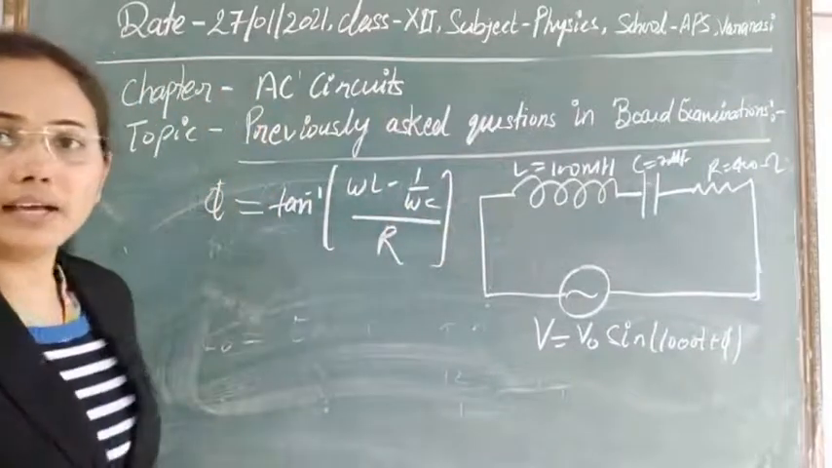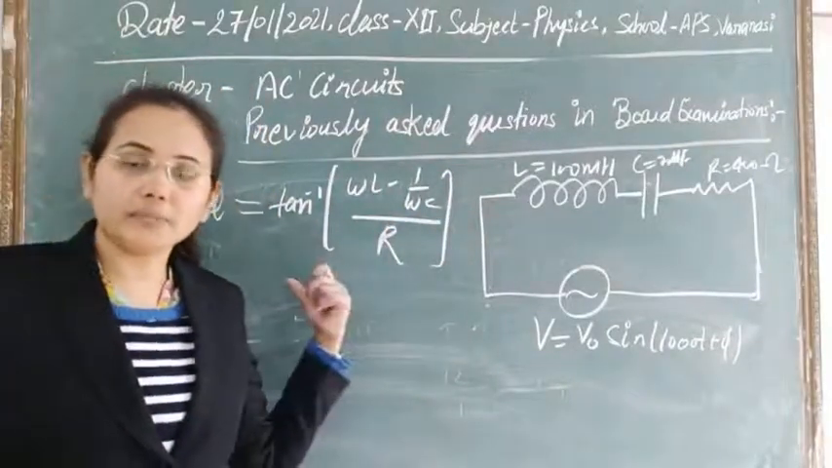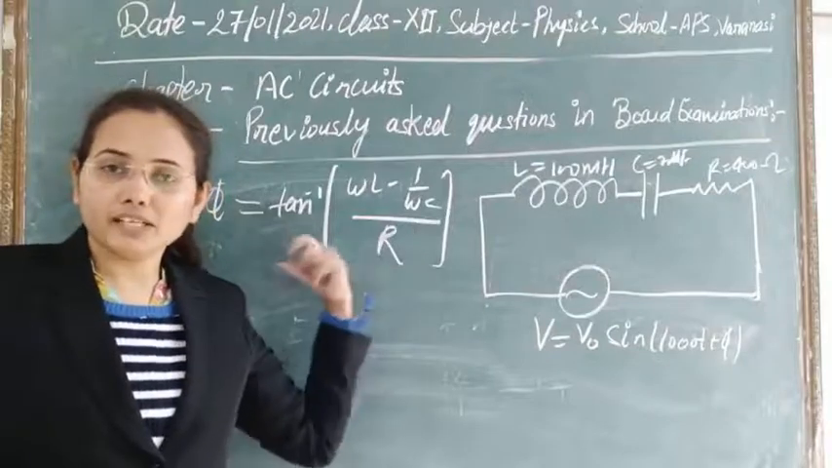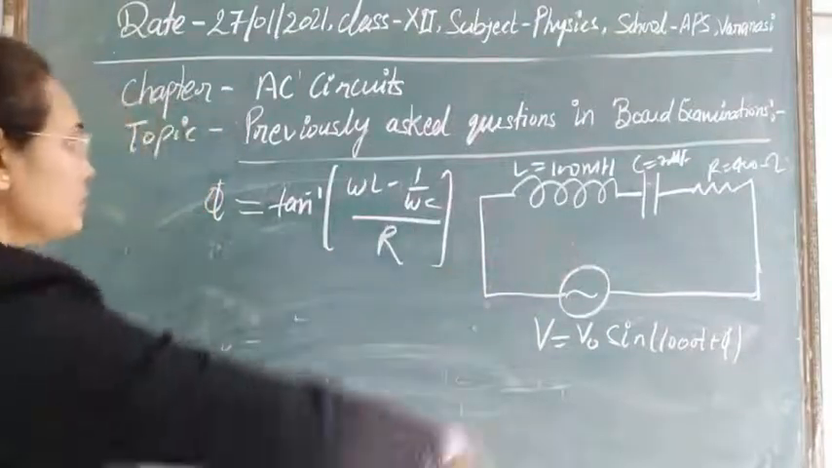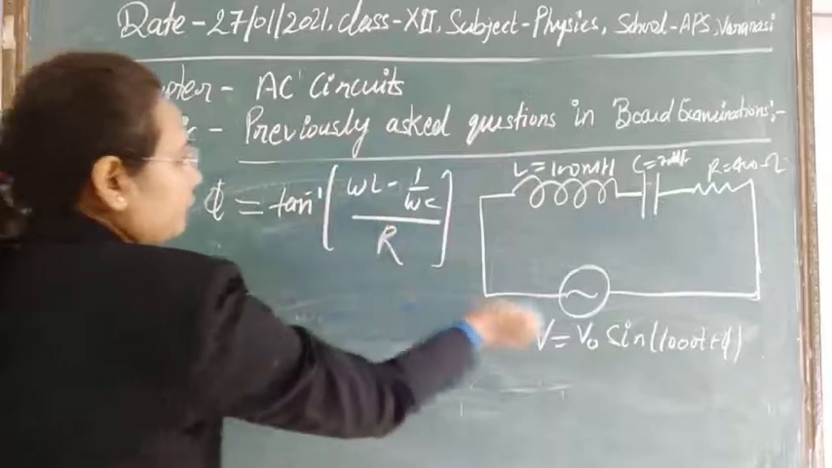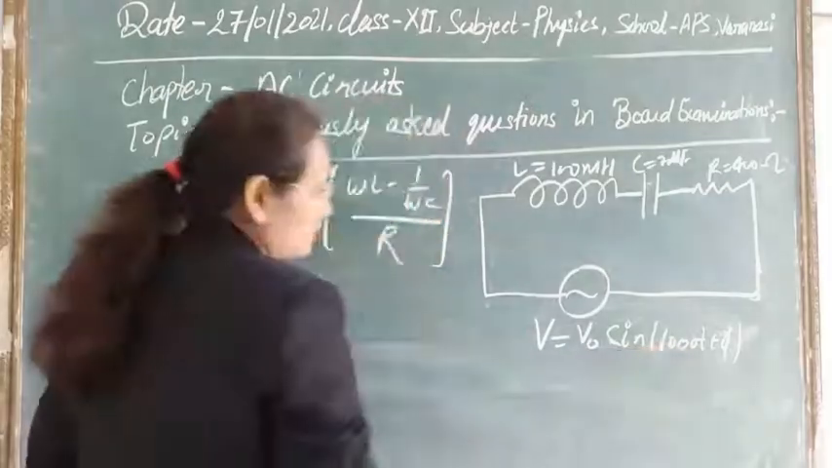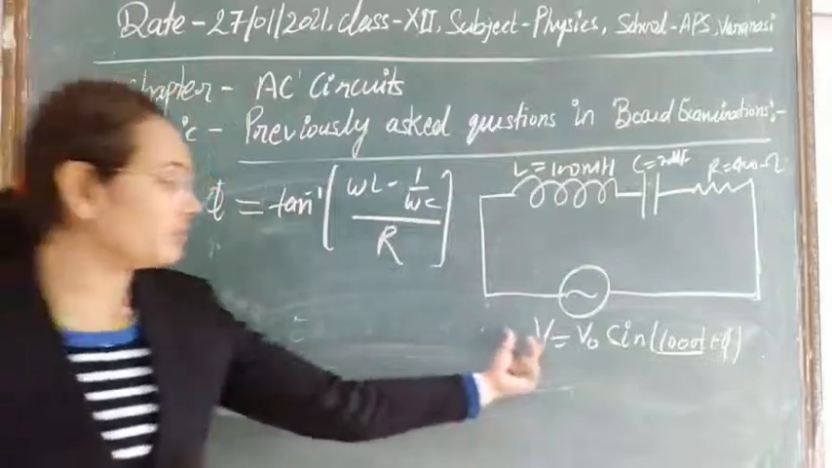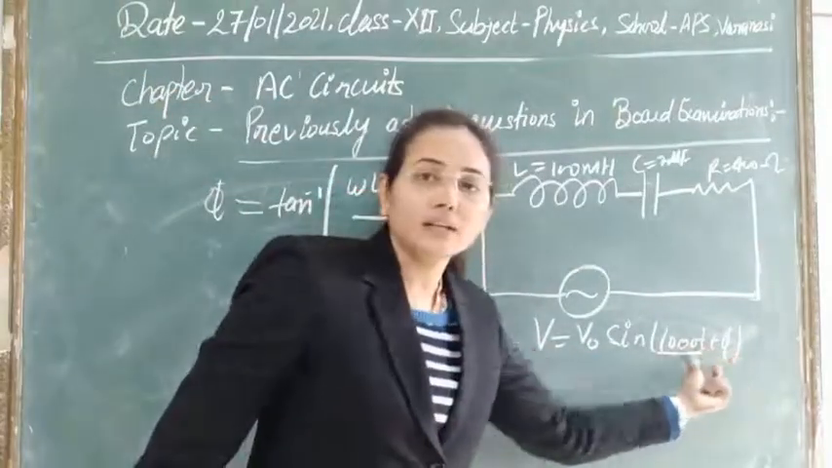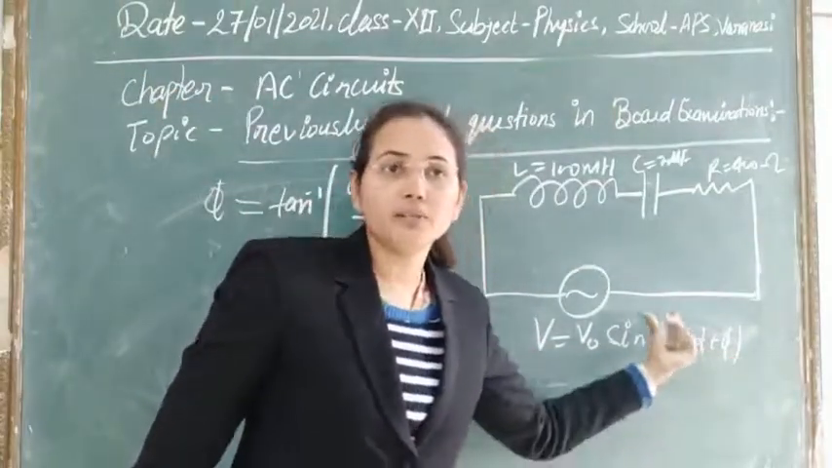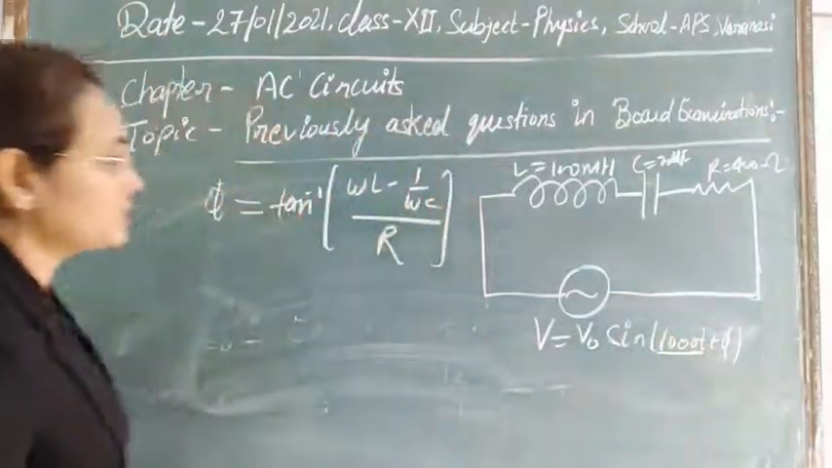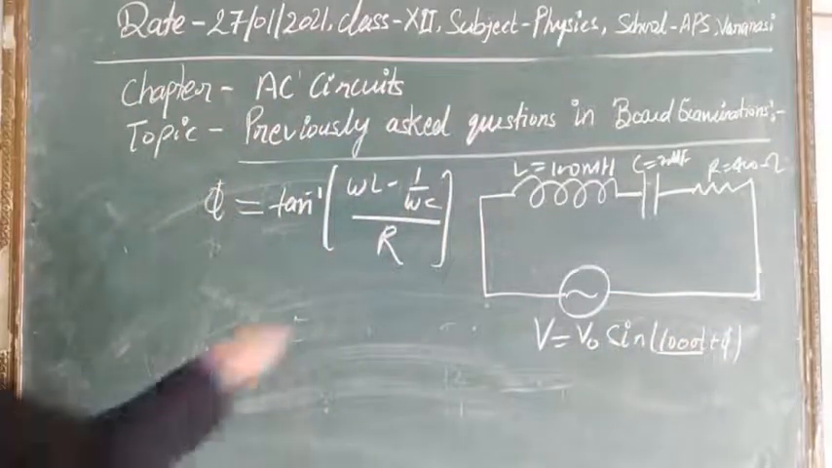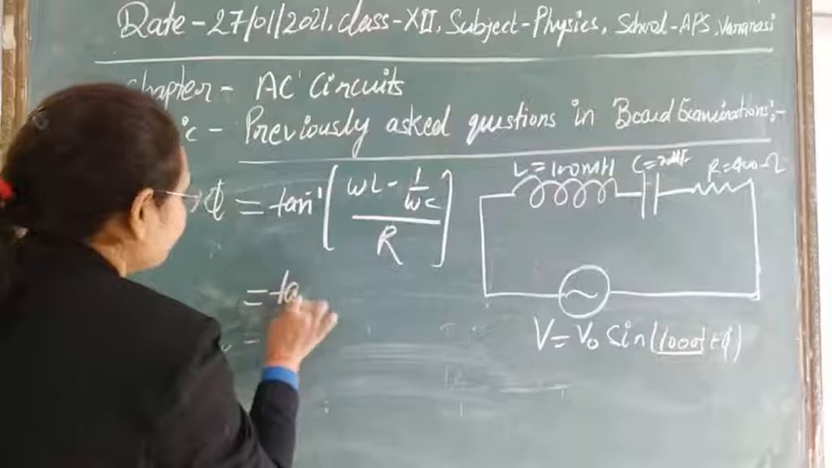So directly with the help of this formula we can find out the value of the phase difference between current and voltage. As for the value of omega, if you compare this equation with V = V0 sin(omega t + phi), then from there we can find out the value of omega. So that is 1000 here. So let's put the values here.